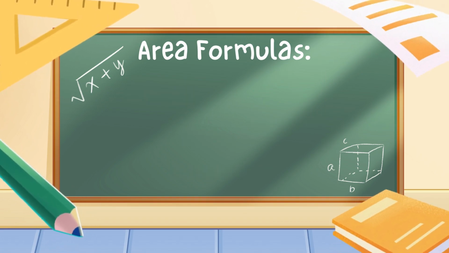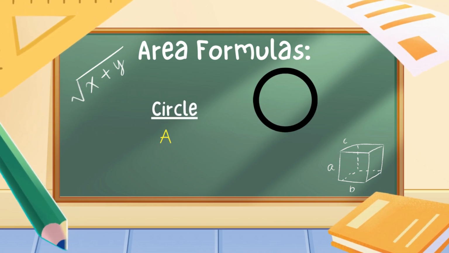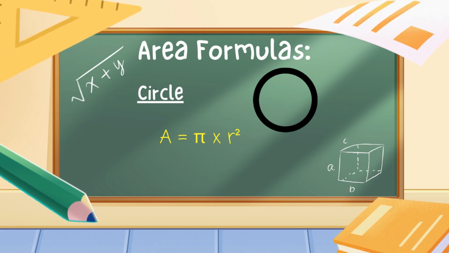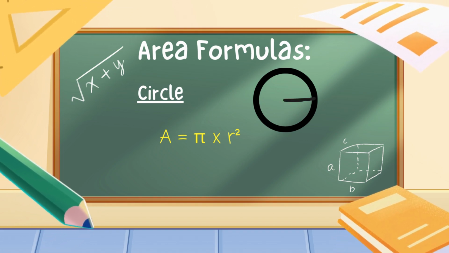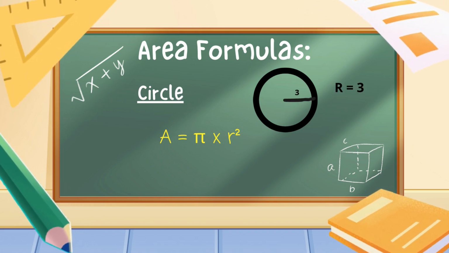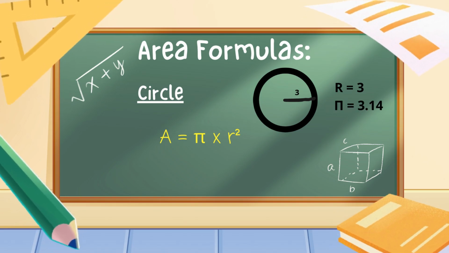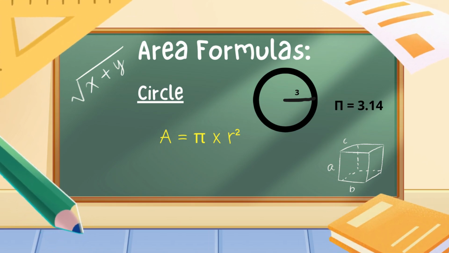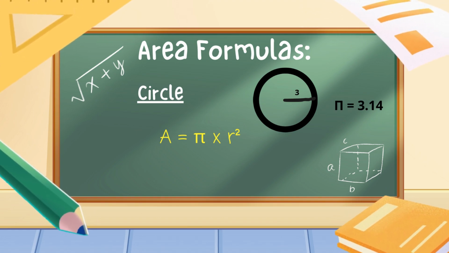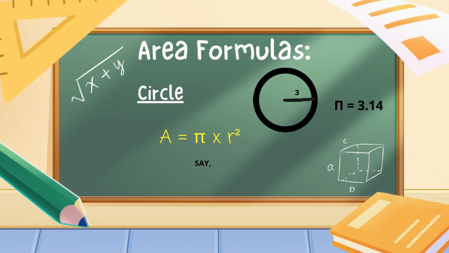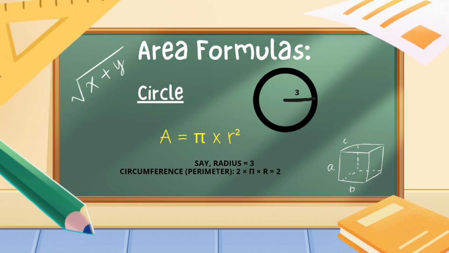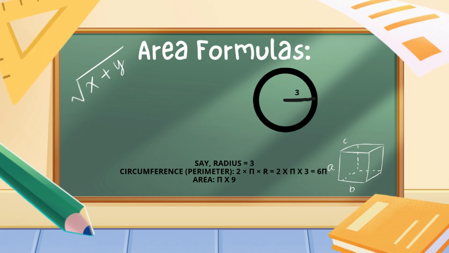For a circle, the area is pi times radius squared. But what are radius and pi? The radius is the distance from the center of the circle to the edge. Pi is the special number that represents the ratio of the circle's circumference to its diameter. It's about 3.14, and it's the same for every circle. For example, if the radius of the circle is 3, the area would be 9 pi.